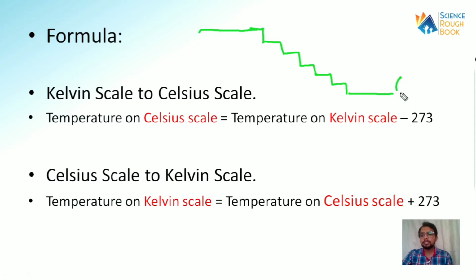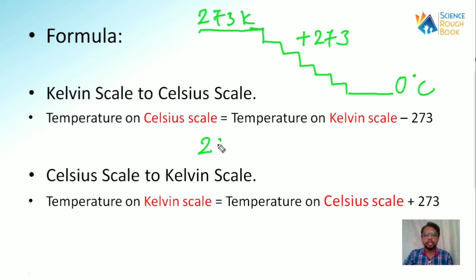Okay, consider this is 0 degree Celsius on the Celsius scale, and this is the Kelvin scale, which is 273 Kelvin. Now if we want to convert from Celsius to Kelvin, how many steps does it have to take? I can say it has to take 273 steps.